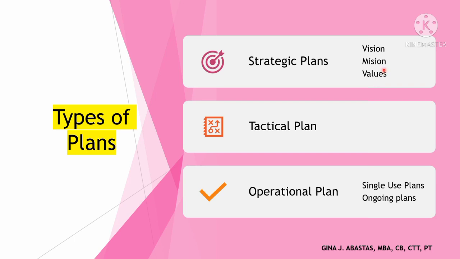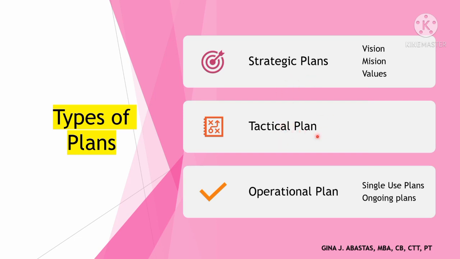For vision, for example, where will you be in the next 5 years? In mission, what will you do to be in that position in the next 5 years? Next, the tactical plan describes the tactics the organization plans to use to achieve the ambitions outlined in the strategic plan.